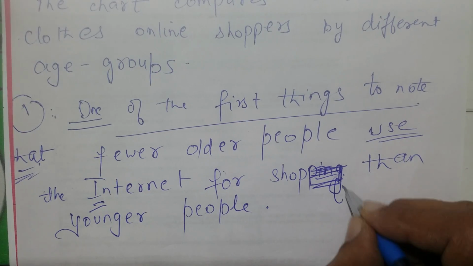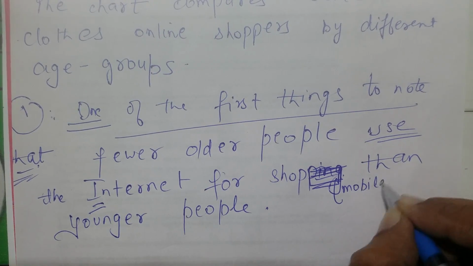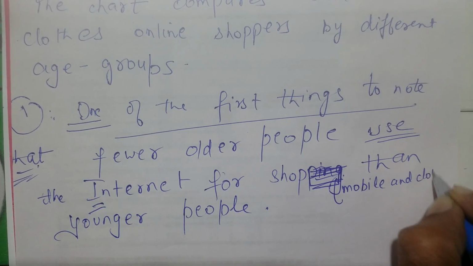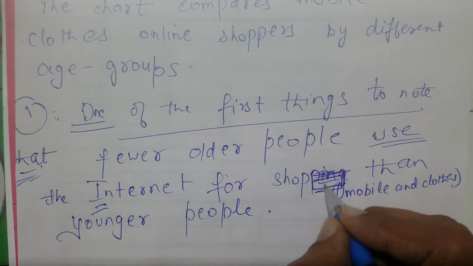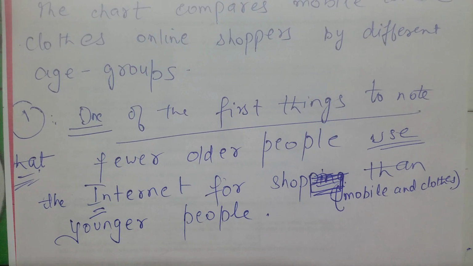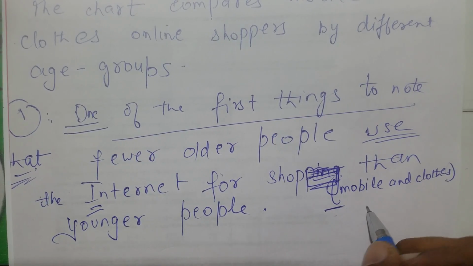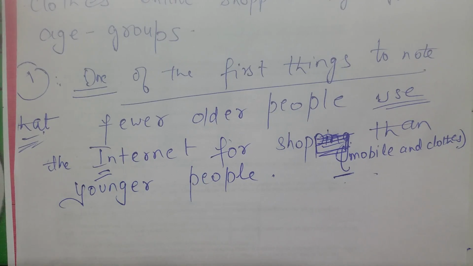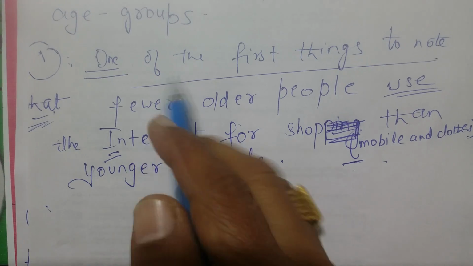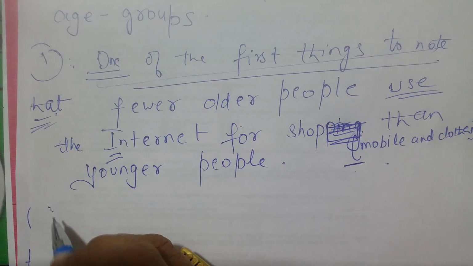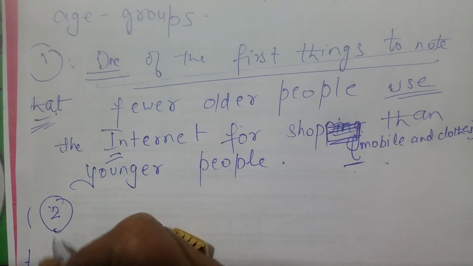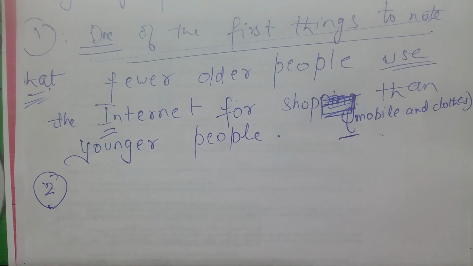So here if you want to write, you can write in your bracket also mobile and clothes, or you can change the bracket to for shop mobile and clothes. If you think you can write use this, if you don't think, don't use it, depends upon you. So this is the point which we have to do. One of the first things to note that. So let's go to the second.